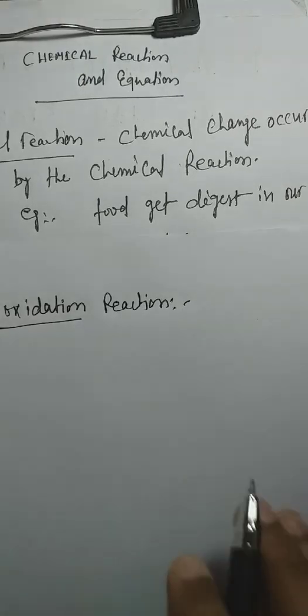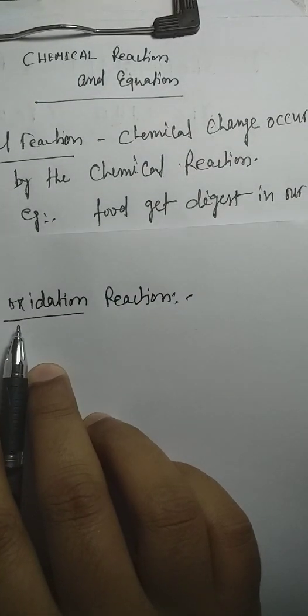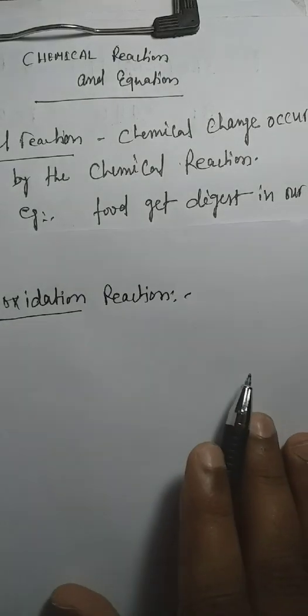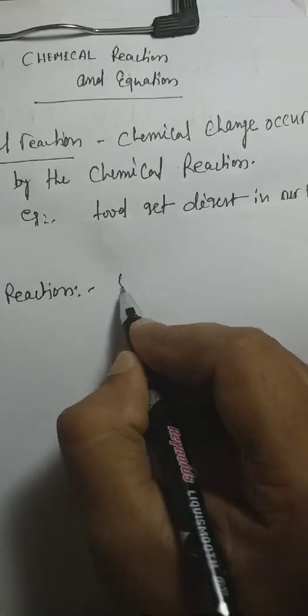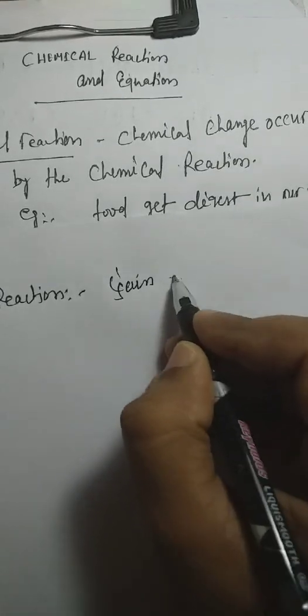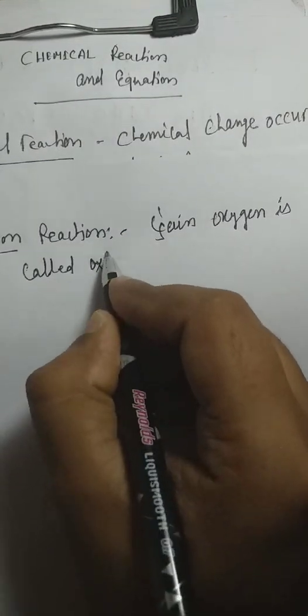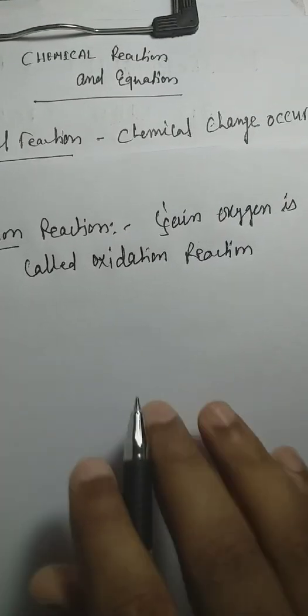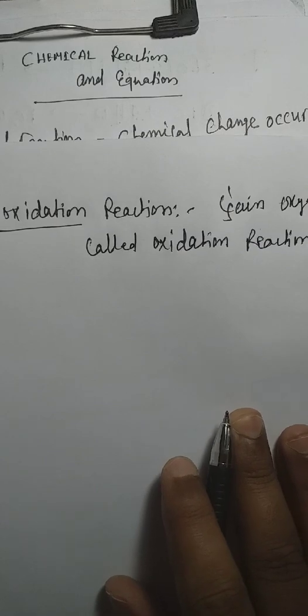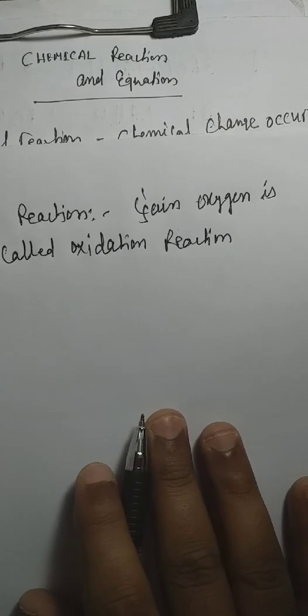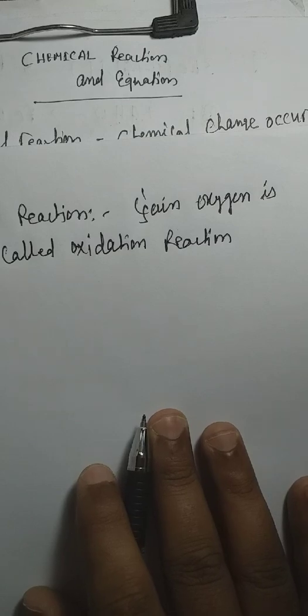It is very clear with the definition of oxidation. It means it reacts with oxygen and gains oxygen. If anything gains oxygen, it is called an oxidation reaction, right? And we are taking one example here by which we get a little more clear data for the oxidation reaction. Gain of oxygen is called oxidation.